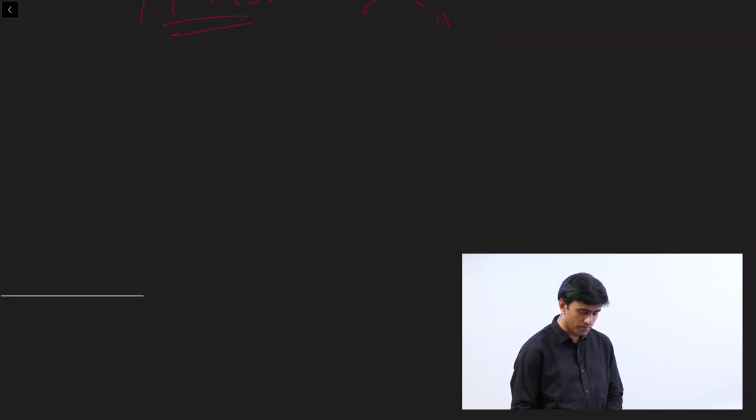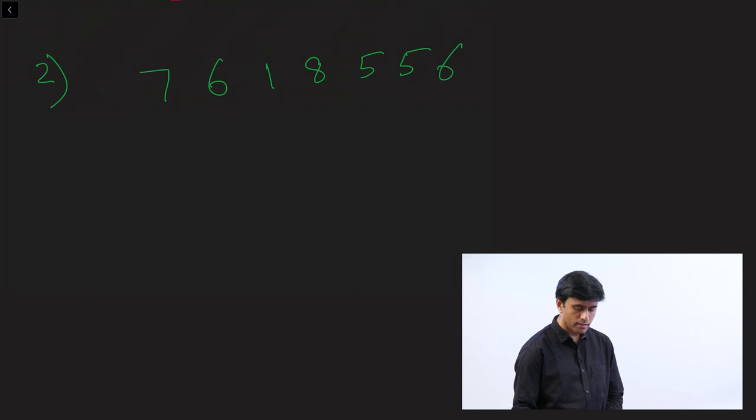Let's take another example. How about 7, 6, 1, 8, 5, 5, 6? How about this number? 76,18,556. Is this number divisible by 11? Remember, we need to take the sum of alternate digits. So we do this.